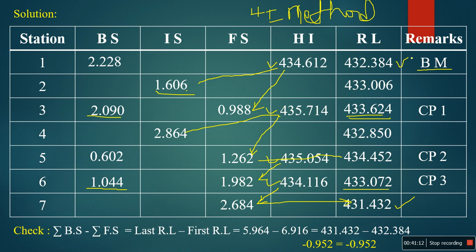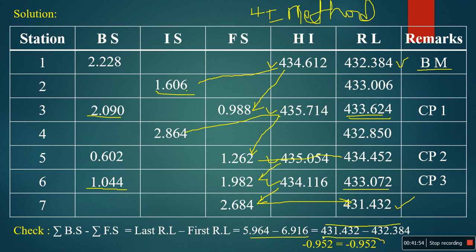After adding the BS column, we get 5.964. Similarly, after adding the FS column, we get 6.916. The last RL is 431.432 minus the first RL, 432.384. Just take the difference and calculate. The difference of these two values gives minus 0.952 meters. And the difference of these two RLs also gives minus 0.952 meters.